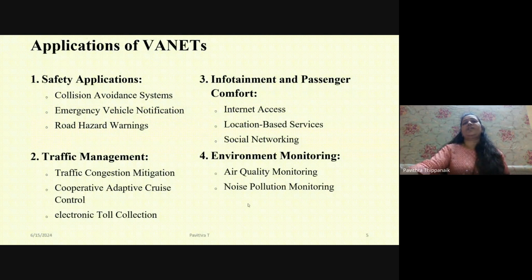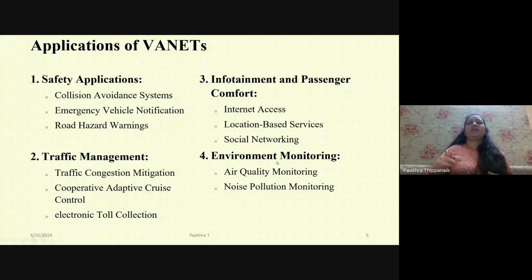Apart from that, social networking is also possible. Once you are connected to the VANET, it is possible for us to communicate not only with the RSU, but also with other vehicles that are connected to the same network. Since you can communicate directly with other vehicles, we can say that social networking is also possible with the help of VANETs. Now, the last application I'm considering is environment monitoring.